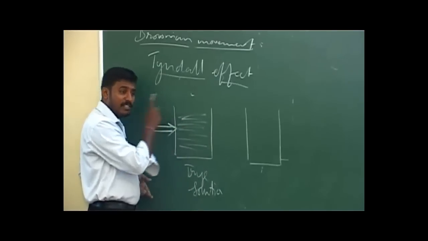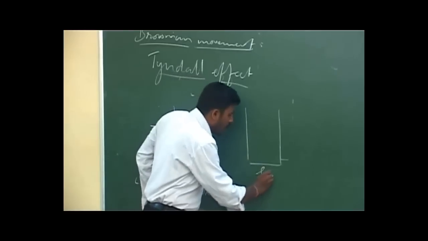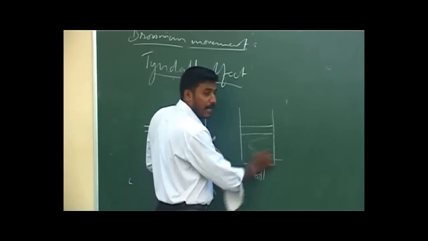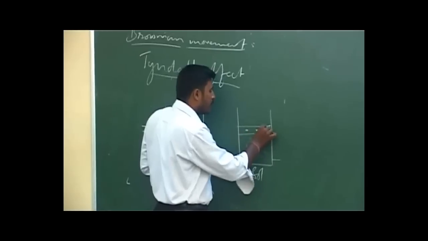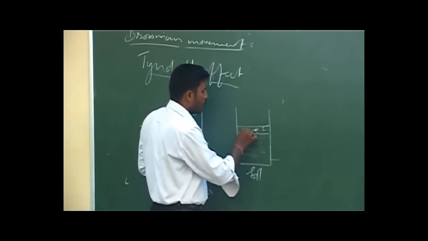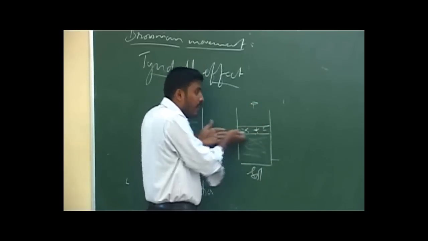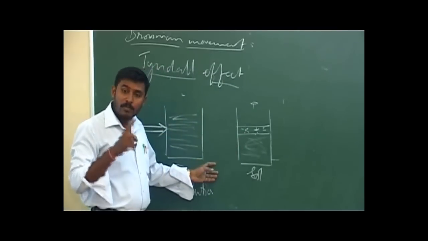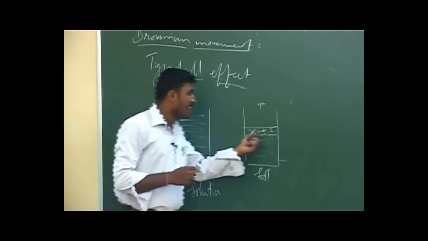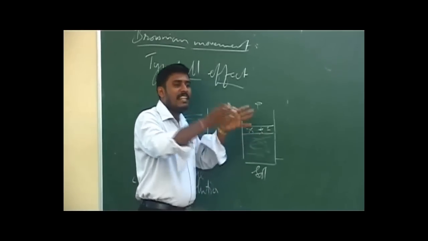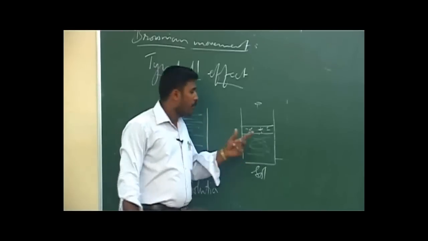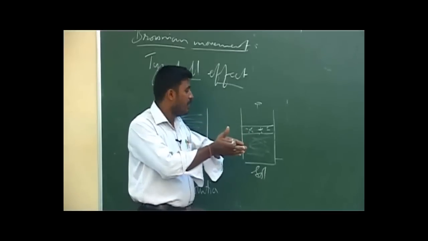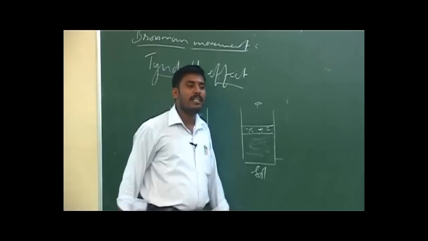But the very same light, I am going to pass through a sol, the colloidal solution. When I observe from here, now I can see the path of light. Why? Because the particle size is somewhat greater than in a true solution, so the particles scatter the light in all directions. That's why we can see the path of light when passing the light through a sol. That's nothing but the Tyndall effect.